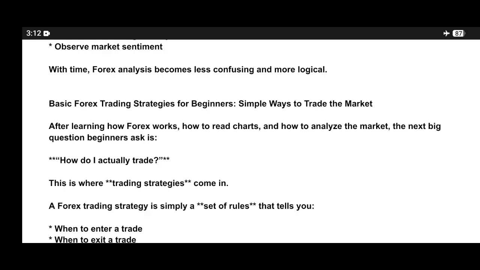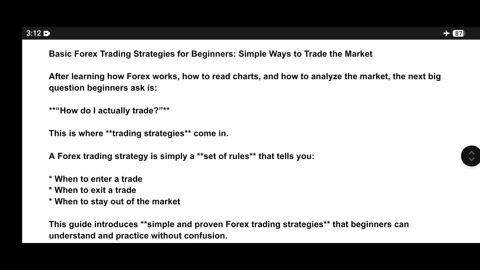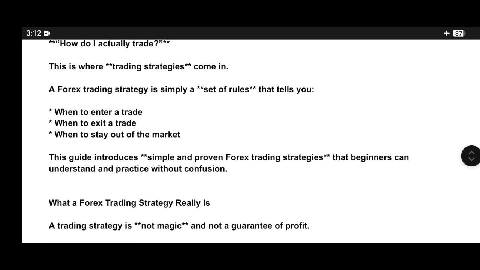After learning how forex works, how to read charts, and how to analyze the market, the next big question beginners ask is this: how do I actually trade? Are you getting me? So this is where trading strategies come in. A forex trading strategy is simply a set of rules that tells you when to enter a trade, when to exit a trade, and when to stay out of the market. This introduces simple and proven trading strategies that beginners can understand and practice without confusion.